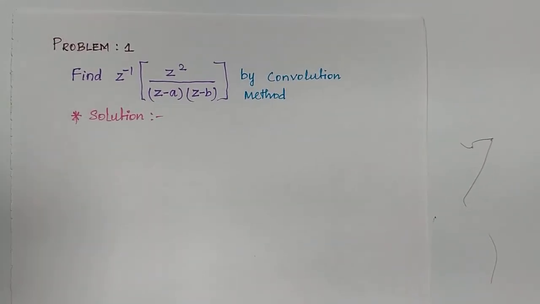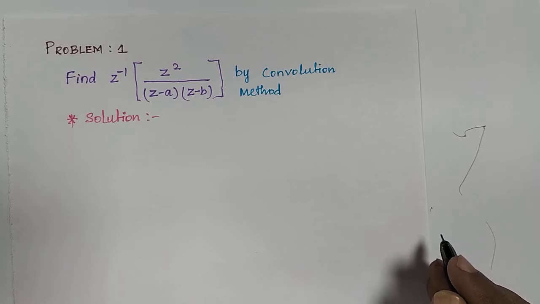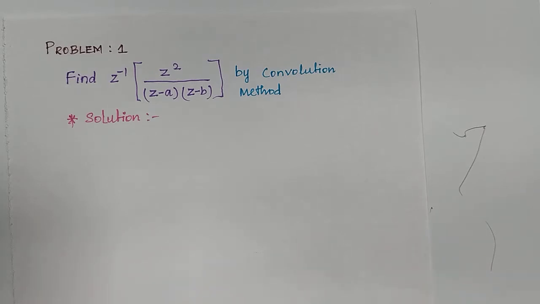The very first problem in this convolution method: find Z inverse of z square divided by z minus a into z minus b by the convolution method. Here you should understand one concept. This Z inverse in the convolution method comes under inverse Z transform. In inverse Z transform you will have 3 methods: one is the partial fraction method, another is the Cauchy residue method, and the final one is the convolution method. So I am taking the convolution method first. In this method you will definitely get 8 marks from your university question paper.